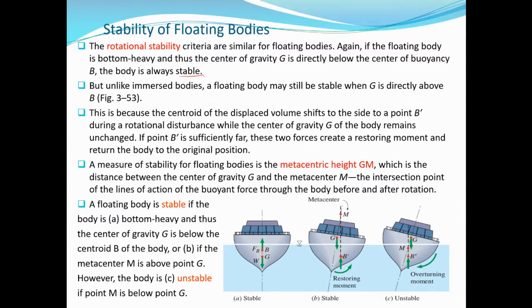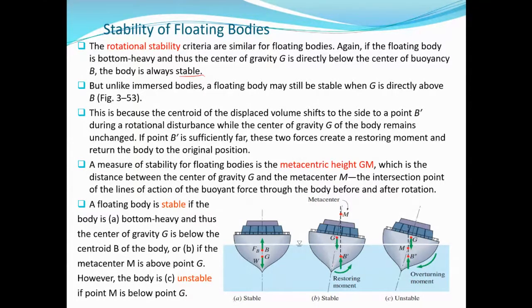Now a measure of stability for floating bodies is the metacentric height, GM. You see here, G and B prime are not aligned. But the line of action of B prime, when you project it vertically up, intersects with the axis coming from the center of gravity at point M, which is called the metacentre, and GM is called the metacentric height. That is, from G to M is the metacentric height, which is the intersection point of the lines of action of the buoyant force through the body before and after rotation.